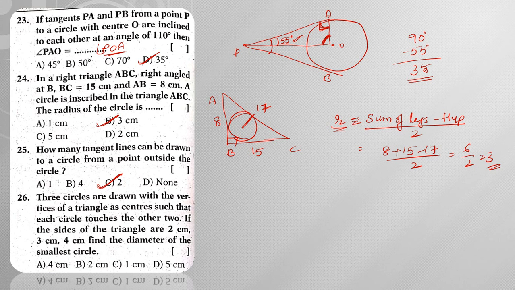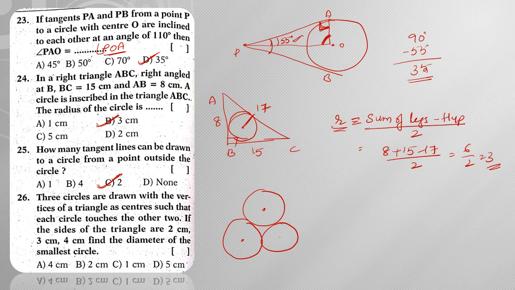Next, 3 circles are drawn with the vertices of a triangle as centers such that each circle touches the other 2. If the sides of the triangle are 2, 3, 4, find the diameter of the smallest circle. So what has he given? 3 circles with the vertices as centers. Now there are 3 circles which are drawn, and all the 3 circles are touching the other two circles.